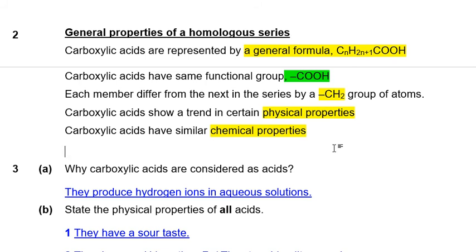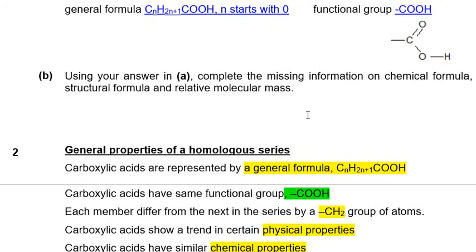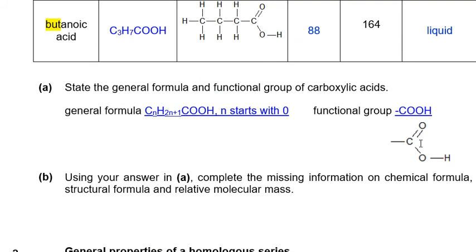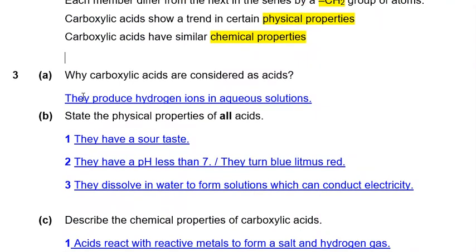Question number 3. Are carboxylic acids considered as acids? Why do we call them acids? This is because, due to the presence of this COOH functional group, this hydrogen over here will actually produce hydrogen ions in aqueous solution. So therefore carboxylic acids are considered as acids. You do not need to know how that happens. Okay, that will be taught in JC if you decide to move on.